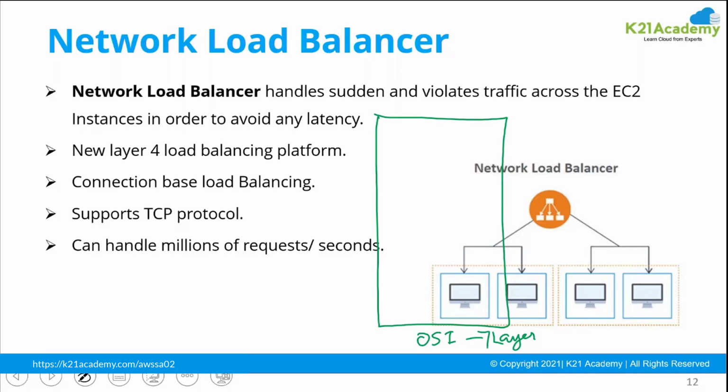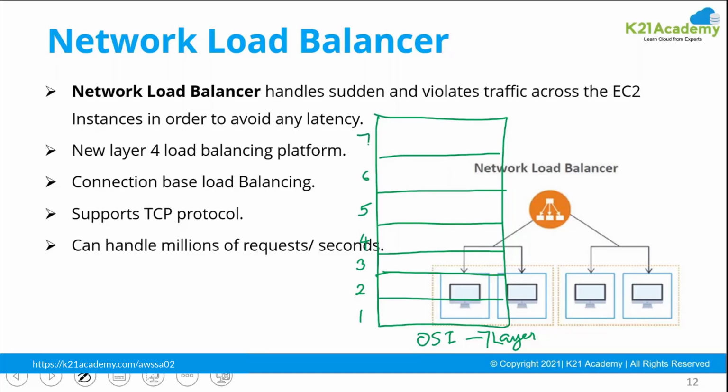These 7 layers are actually defining the various activities that happen on the network while your data is transferred from one machine to another machine. So these 7 layers are numbered like this: layer 1, layer 2, layer 3, layer 4, layer 5, layer 6 and layer 7.